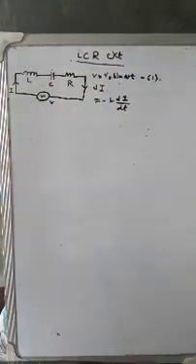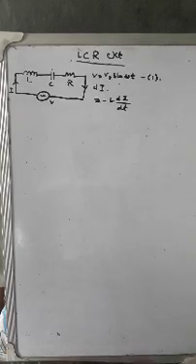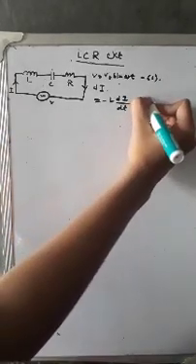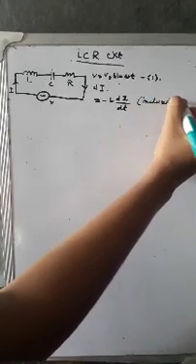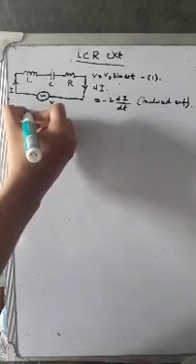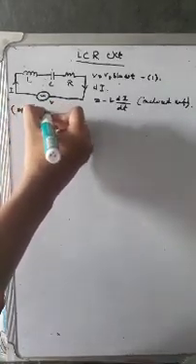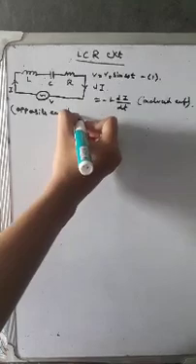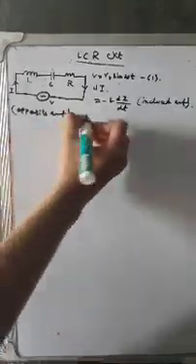Now on the other hand, if Q is the instantaneous charge stored in the capacitor, then obviously an opposite EMF will be generated in this circuit. What will be the value of this opposite EMF? I'm writing here, this was your induced EMF, and here you get the opposite EMF. Its value is equal to minus Q by C.